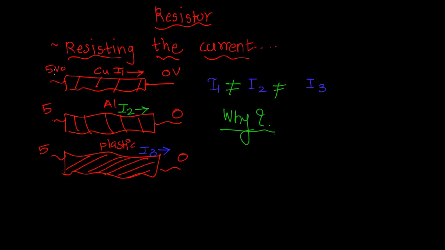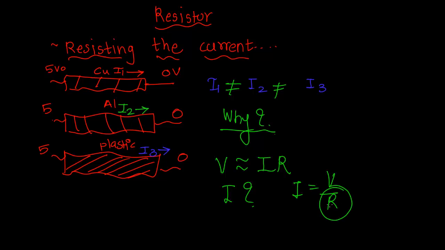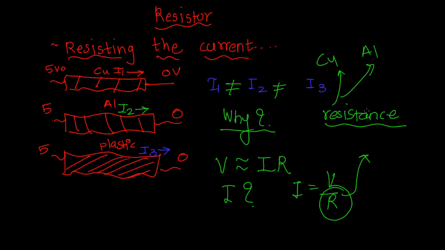That's because if you apply 5 volts and you want to know what current is flowing, according to the equation of the resistor, which is V = IR, if you want to know I, then I is equal to V by R. We need to know R, which is the resistance. It's a property of a material. So the resistance of copper is different, the resistance of aluminum is different, and the resistance of plastic is way different.